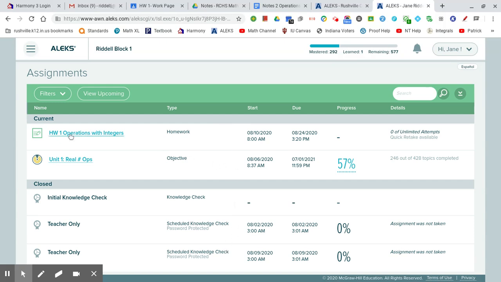Right now mine is only showing homework 1, but once you look at this video, homework 2 will be assigned and homework 2 will be there for you. Now, something to note is that you cannot have more than one homework assignment open at the same time. So if you were in the middle of homework 1, but you want to get started with homework 2, you need to go into homework 1.